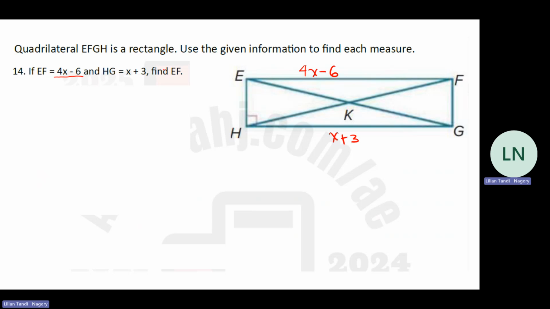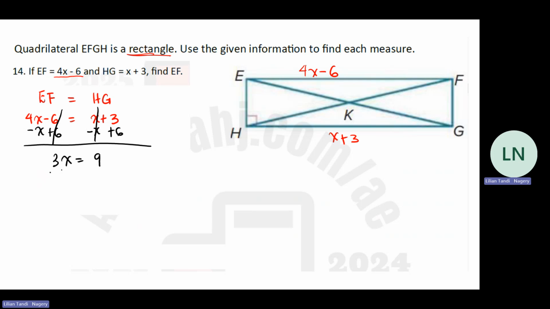We know that opposite sides of a rectangle must be congruent. So you're going to write EF is equal to HG. So this is 4x minus 6 is equal to x plus 3. Then you're going to subtract x on both sides, and add 6 on both sides. So this goes away, this goes away. You have 3x equals 9. You divide by 3, you divide by 3. x is 3.